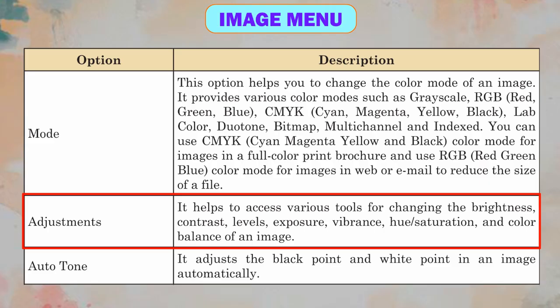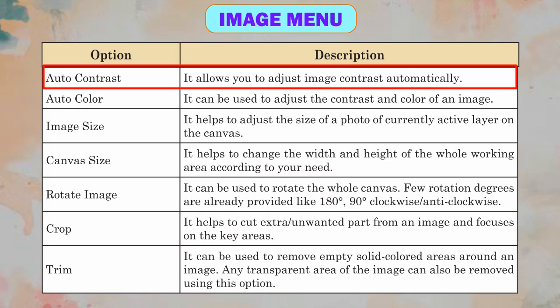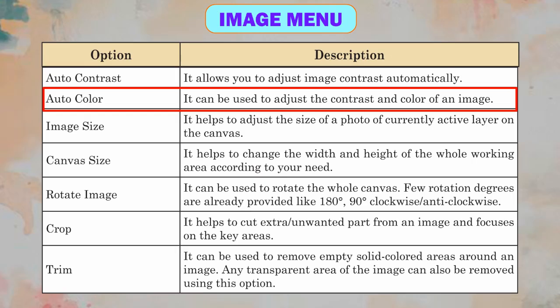Option Adjustments. Description. It helps to access various tools for changing the brightness, contrast, levels, exposure, vibrance, hue saturation, and color balance of an image. Option Auto Tone. Description. It adjusts the black point and white point in an image automatically. Option Auto Contrast. Description. It allows you to adjust image contrast automatically. Option Auto Color. Description. It can be used to adjust the contrast and color of an image.